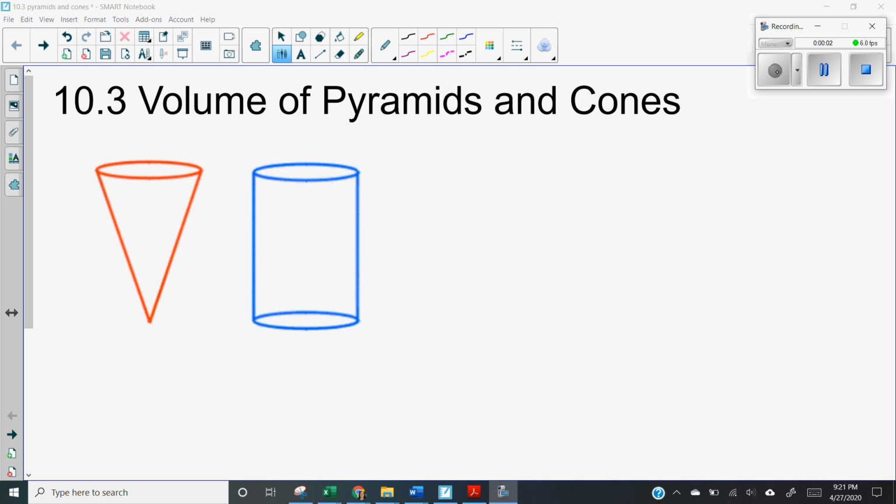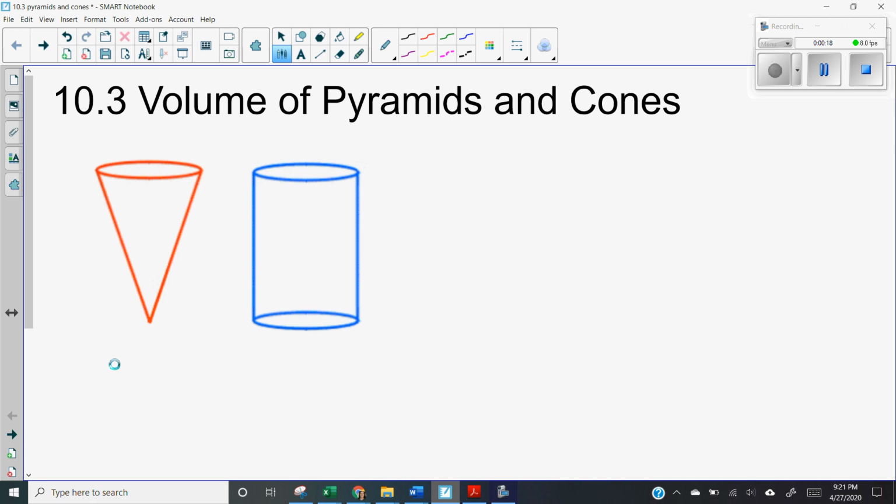Hi guys, we're going to look at the volume of pyramids and cones today. Try to come up with a formula for that. I actually want you to first consider a cone and a cylinder. Don't worry about writing any of this down yet. We'll write some things down on the next slide.